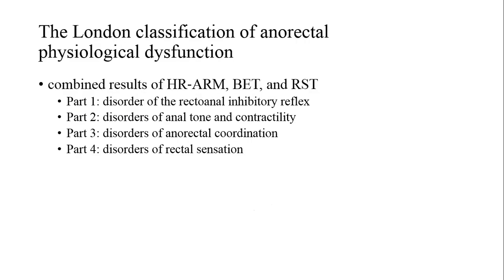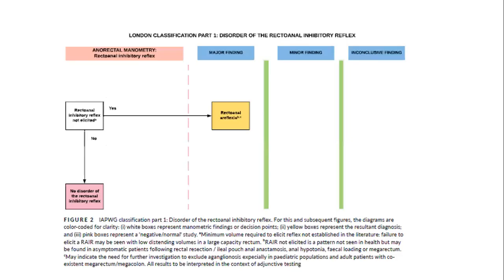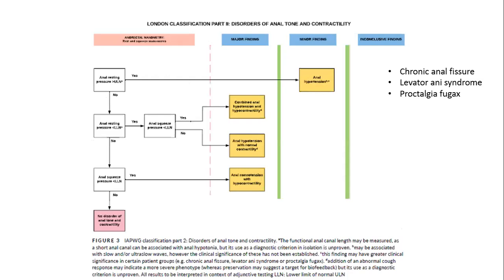So the overall anorectal manometry is assessed and classified according to the London classification. There are several parts in the London classification. It starts with disorders of RAIR, disorders of anal tone and contractility, disorders of anorectal coordination, and also disorders of rectal sensation. All those metrics and parameters that we gather can be placed into the algorithm in the London classification, and from there we can come to a diagnosis. The first part, for example, assesses RAIR. If the RAIR is not elicited, then it's called rectoanal areflexia. And then moving on, in terms of disorders of anal tone and contractility.